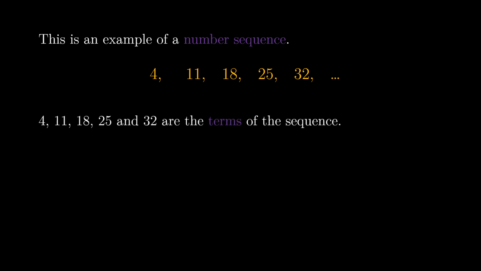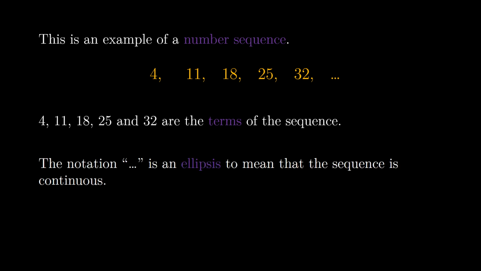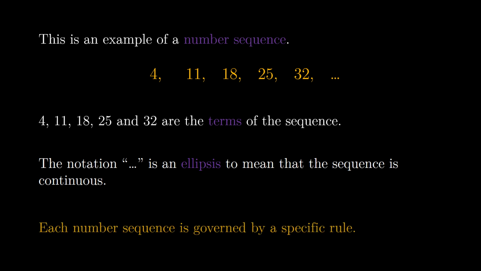So in this sequence, 4, 11, 18, 25, and 32, we call them the terms of the sequence. The notation, the three dots, is called an ellipsis to mean that the sequence is continuous up to infinity. This is the very important aspect or property of a sequence. Each number sequence is governed by a specific rule. That is why it is called the number sequence, because in that sequence there's a pattern, and that pattern is actually some kind of rule.